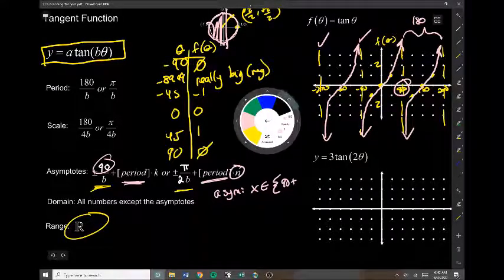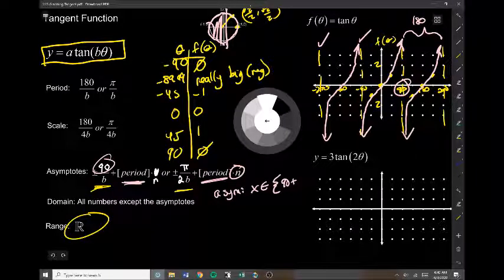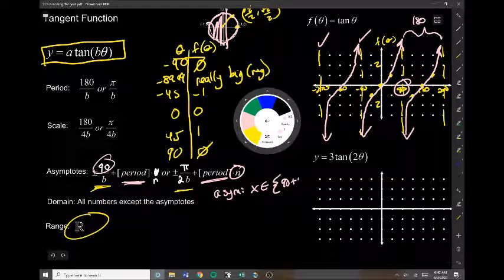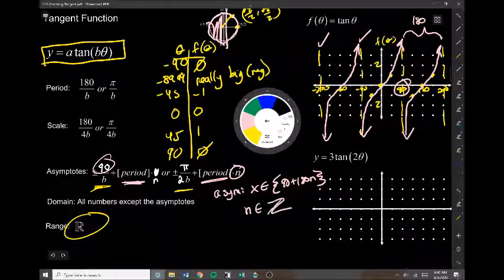Period times n. I wrote k here, but I actually want that to be an n. So 90 plus my period times n. And n just stands for any integer. This double Z here that I just wrote hideously represents any integer. Integers are positive or negative whole numbers: 1, 2, 3, 4, 5, negative 1, negative 2, negative 3, etc.